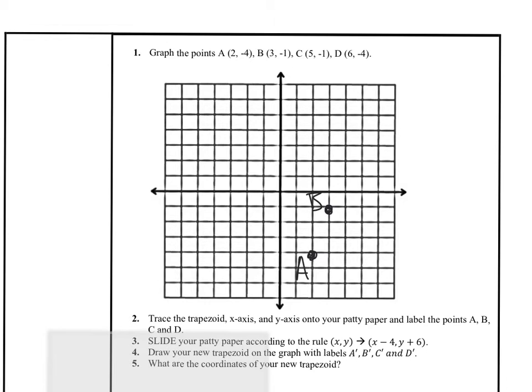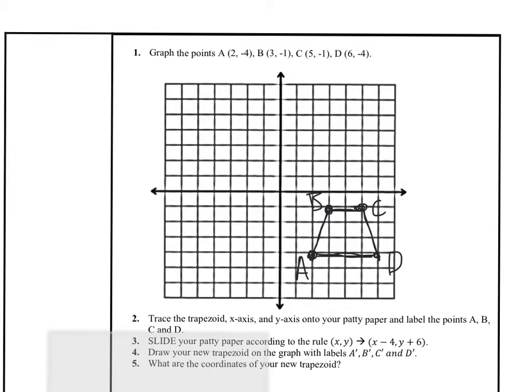C is at +5, then down 1, so it would be just a little bit further to the right, and D is at +6, -4, so I'm starting at the origin and I'm going over 6, down 4, and that's where I need to put my dot for D. I'm connecting all of my shapes, trying to do as neat of a job as I can. I probably should try to be even a little bit neater than that, but there is my trapezoid, the shape that I'm working with. Now I'm reading my next instructions.